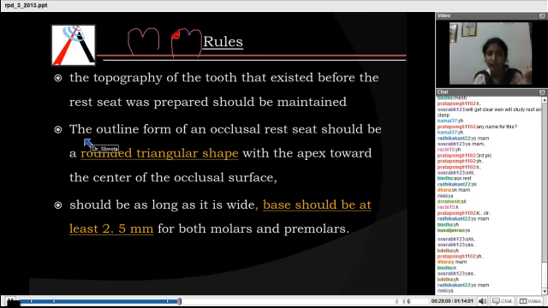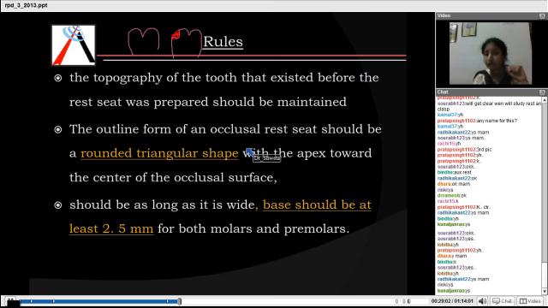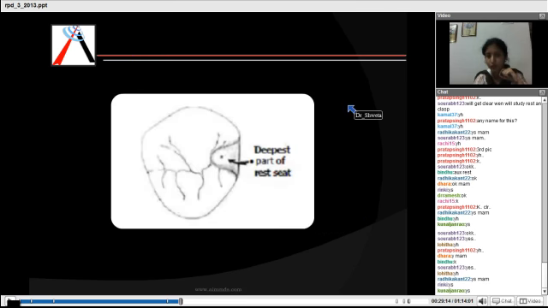Whatever depression you have made, your rest should exactly adhere and duplicate the topography of the tooth. The next is the outline form of an occlusal rest seat should be rounded, triangular in shape with the apex towards the center of the occlusal surface. I'll show you a photograph so it's clear. See, this is how your occlusal rest should be. It should be rounded, triangular with the apex towards the occlusal surface of the tooth.